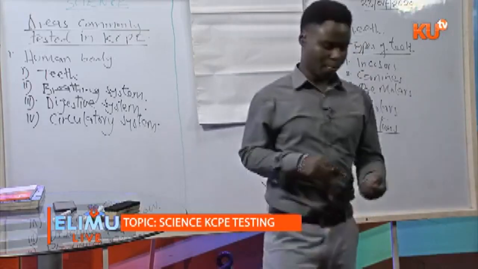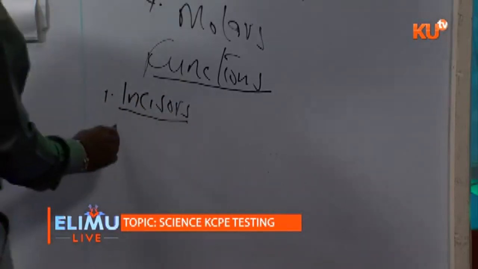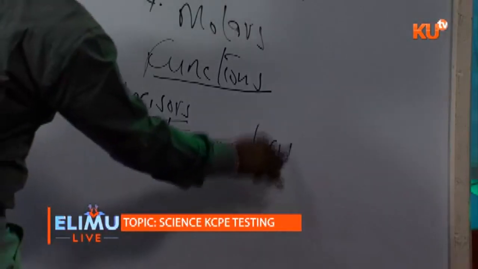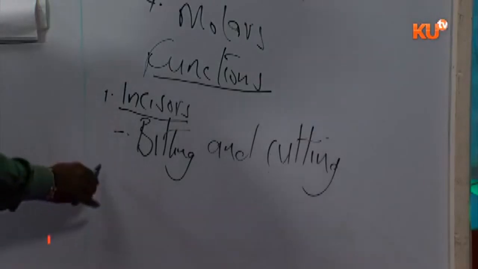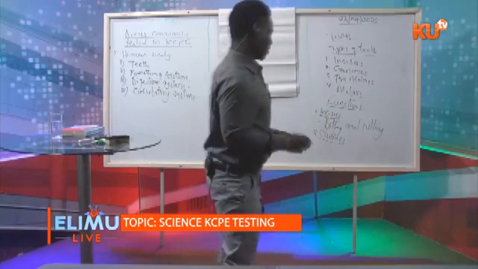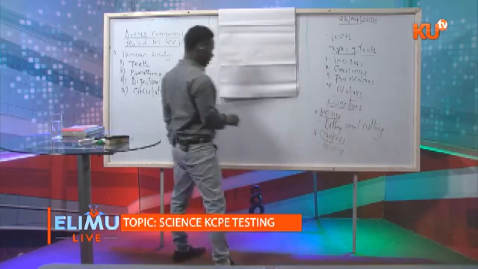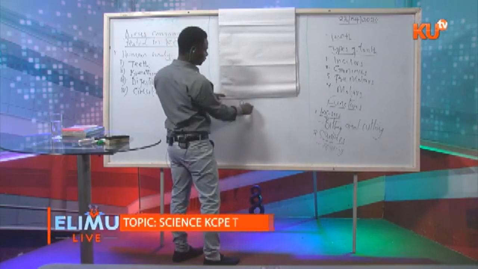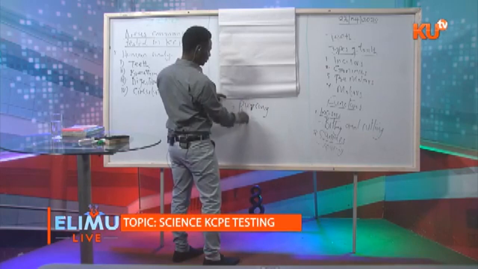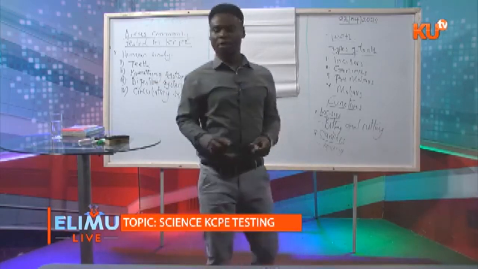Let's start with the incisors. What do incisors do? The function of incisors is biting and cutting. Number two, we have canines. You'll find out that canines have several functions. One is tearing. Two, we have piercing. Three, we have nipping. So these are functions of canines.